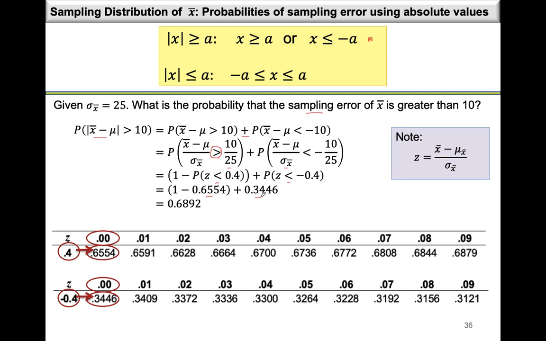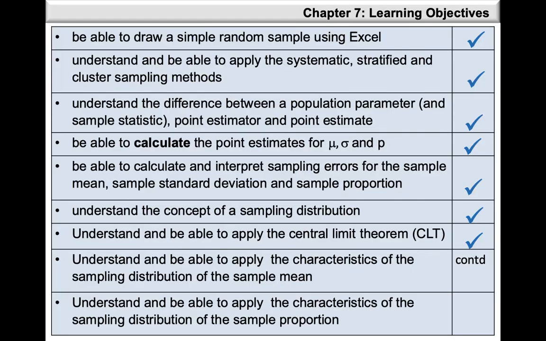In the next video, we're going to continue looking at how to apply the characteristics of the sampling distribution of the sample mean when we sample from the uniform distribution.